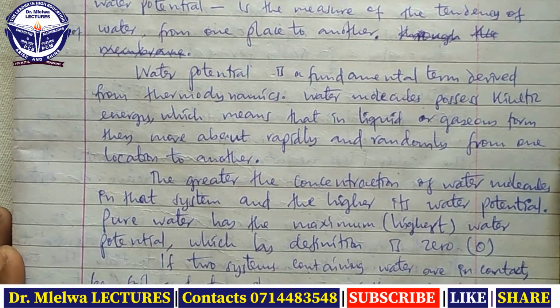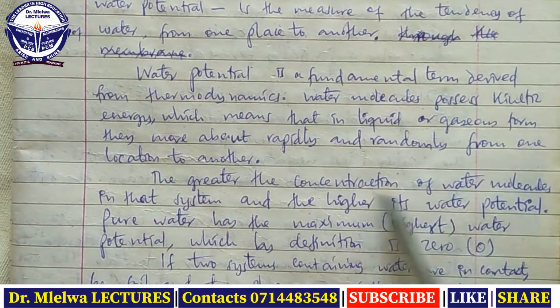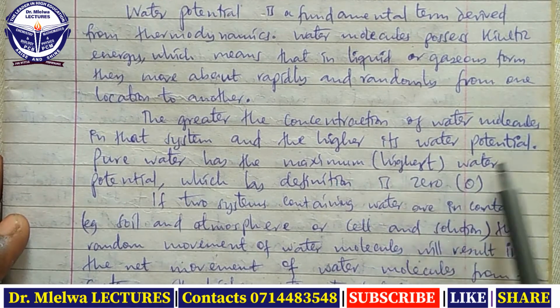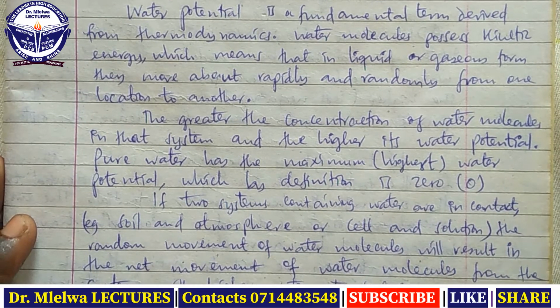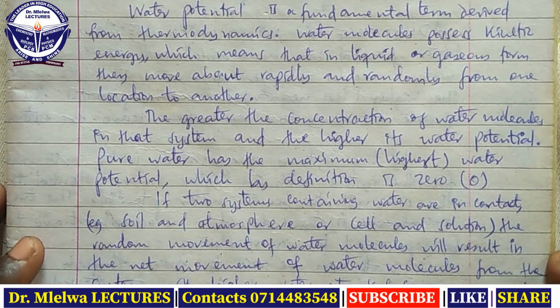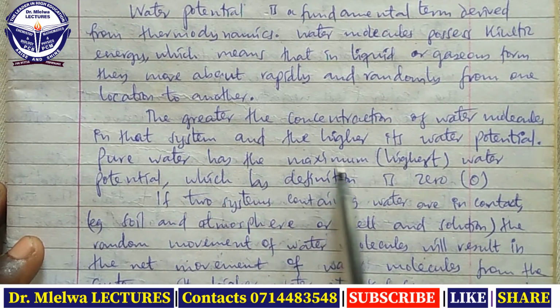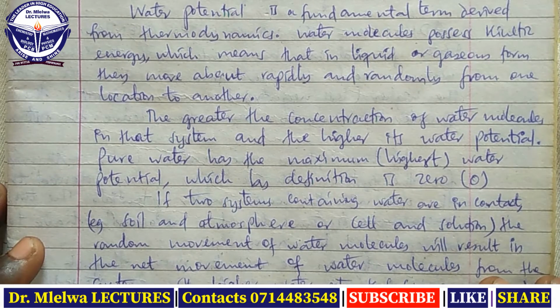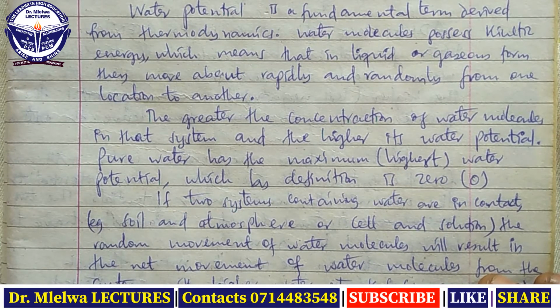Now we are saying that the greater the concentration of water molecules in a system, the higher its water potential. So pure water has the maximum or highest water potential, which by definition is 0. Now, what do we mean? You'll understand later why the highest water potential is 0.